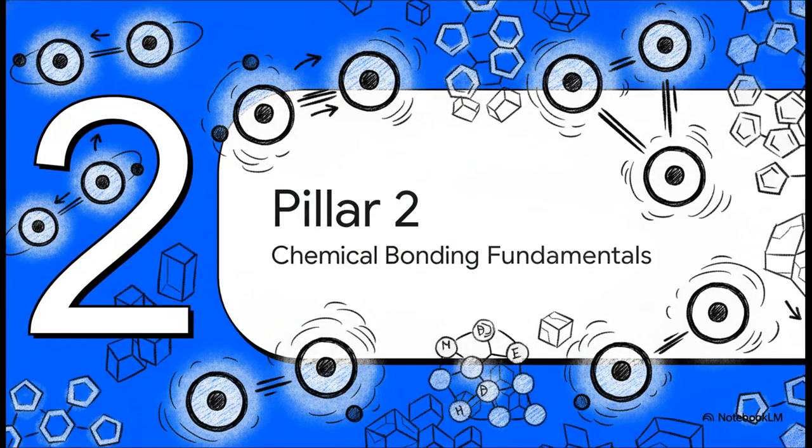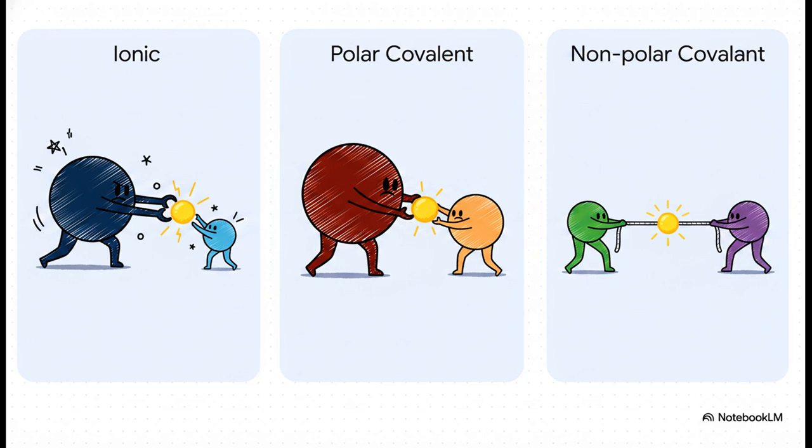All right, moving on to Pillar 2, chemical bonding fundamentals. How do these individual isolated atoms actually connect to build the stuff around us? Questions 10 and 11 challenge you to tell different bond types apart. And honestly, it's all about how the electrons are behaving. If an electron gets completely handed over, that's an ionic bond.